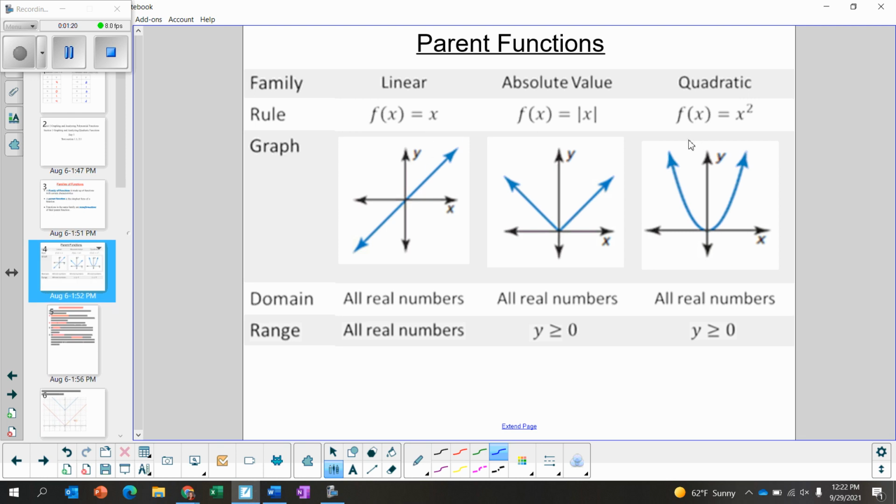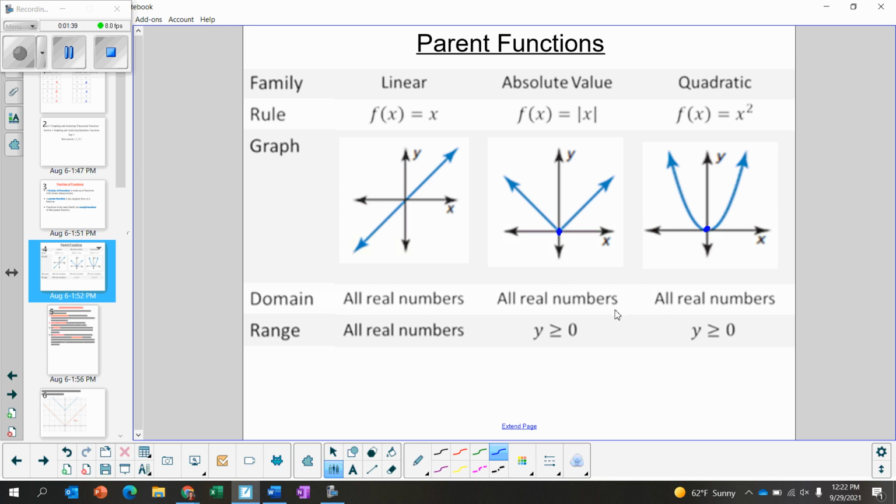So here we have 3 different parent functions: a linear function, f of x equals just plain x, absolute value, right? Absolute value bars of x, and a quadratic, x squared, right? Linear is a line. Absolute value is going to look like a V that comes to a point, which is going to be called the vertex. And a quadratic looks like a U that comes to a point, which we're going to call the vertex.